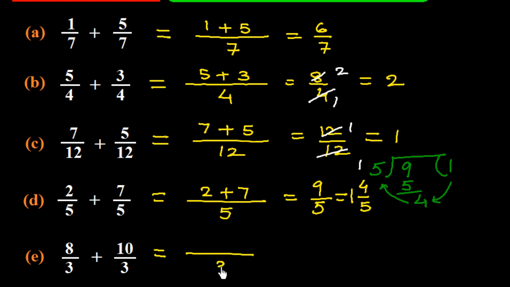Now in the last question E, you see the denominator is 3 in both the fractions, so we write 3 common and add up the numerators, so it is 18 over 3. We simplify this: 3 one time, 3 six times, so we get 6. So in this way we can easily add fractions which have same denominators.